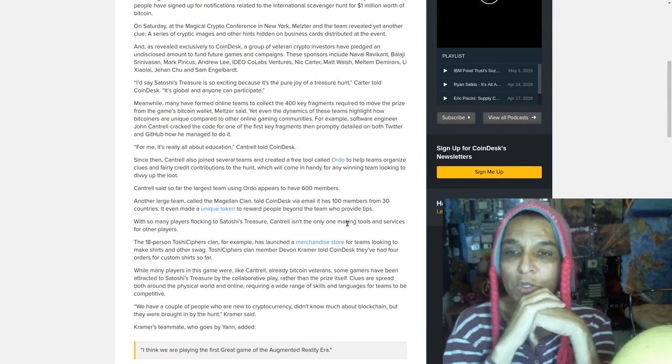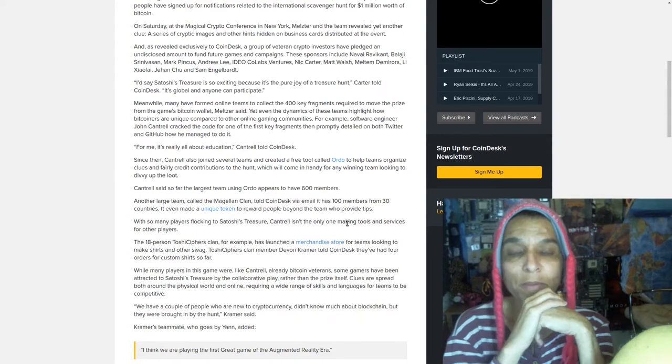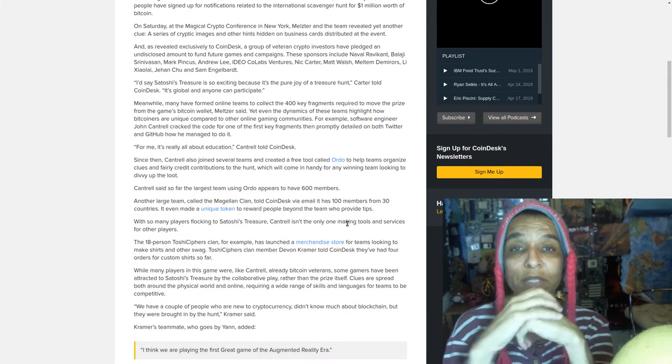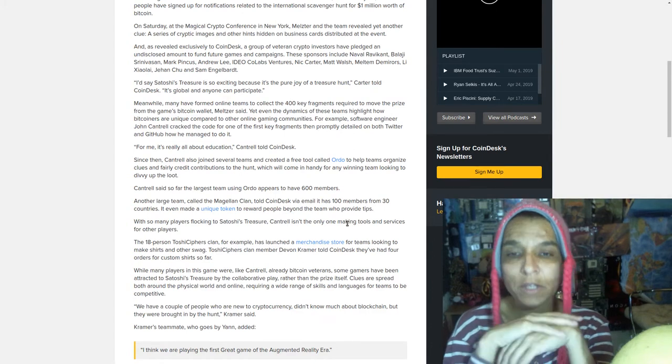I say the Satoshi treasure is so exciting because it's the pure joy of a treasure hunt, whether card, token, coin, or test. It's global and anyone can participate, which is very true. Meanwhile, many have formed online teams to collect the 400 key fragments required to move the prize from the game's Bitcoin wallet, Meltzer said. So 400 out of the 1,000 keys that have been created are necessary to unlock the wallet. Yet even the dynamics of these teams highlight how Bitcoiners are unique compared to other online gaming communities.